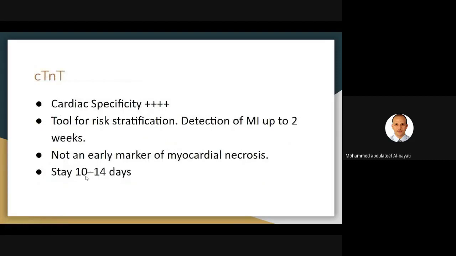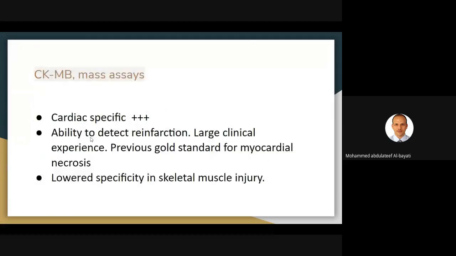The CK mass is measured as the percentage of the CK-MB fraction to the total. We measure the CK-MB and divide it by the total CK activity, and multiply by 100. It will show you the CK mass.